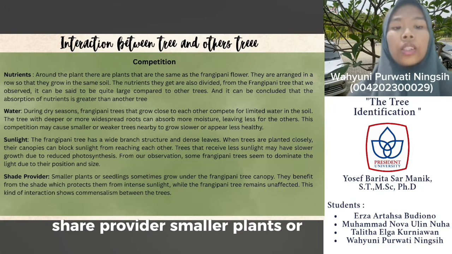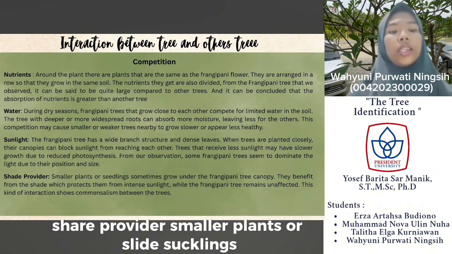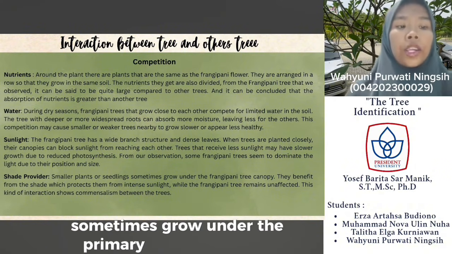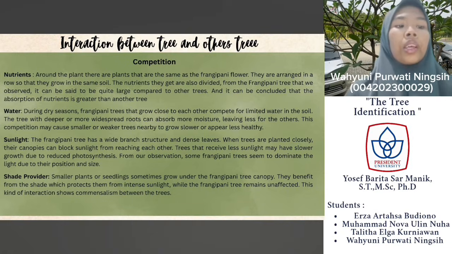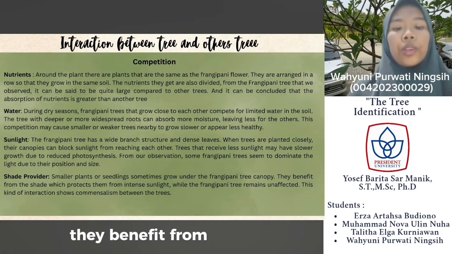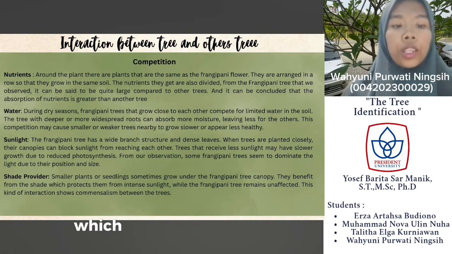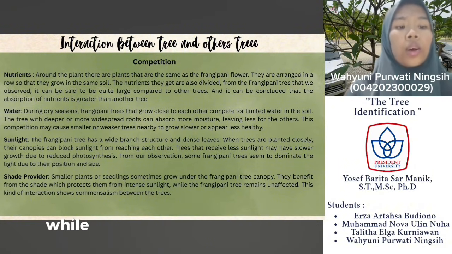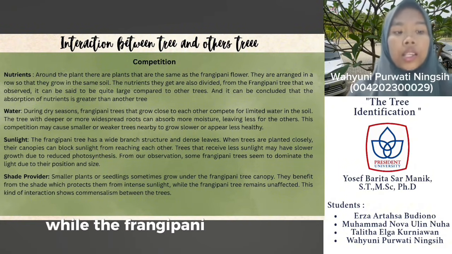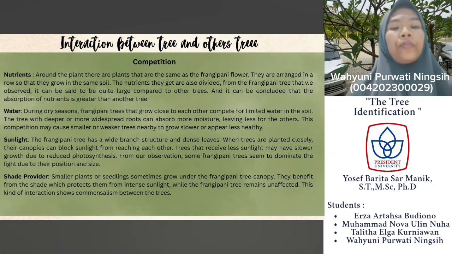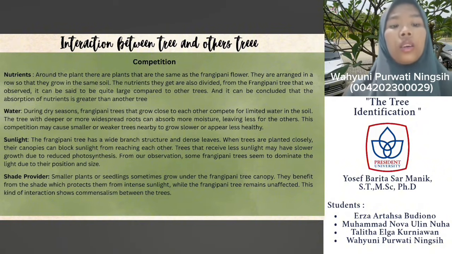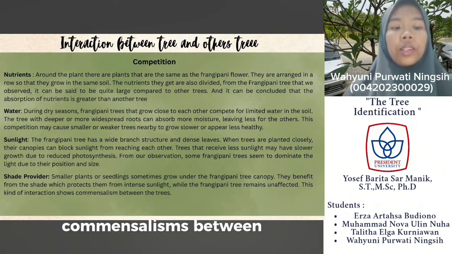Shade provider. Smaller plants or seedlings sometimes grow under the frangipani tree canopy. They benefit from the shade, which protects them from intense sunlight, while the frangipani tree remains unaffected. This kind of interaction shows commensalism between the trees.